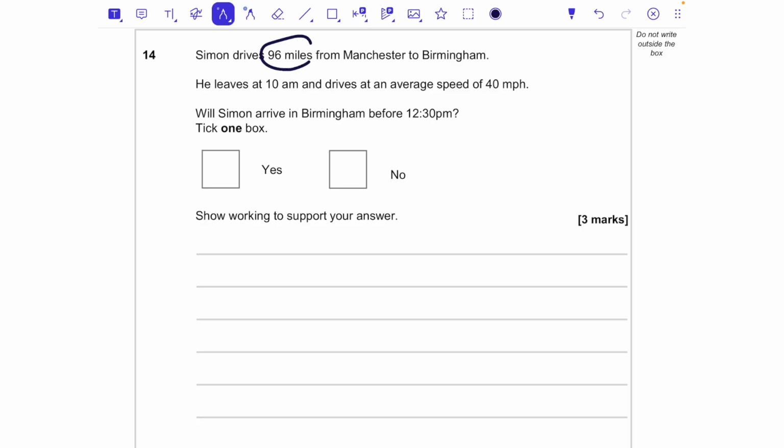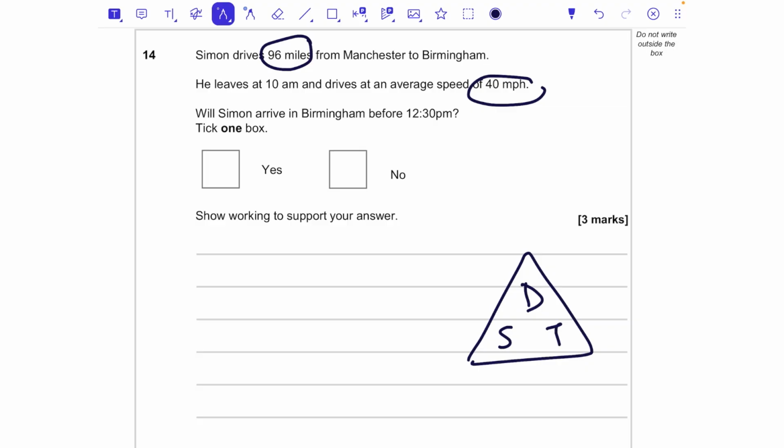So 96 miles and he's going 40 miles an hour. So let's do our speed, distance, time triangle. We would like to know the time. I want to know how long it's going to take him. So I'm going to do the distance, 96, divided by the speed, which is 40. 96 divided by 40 gives me a time of 2.4.